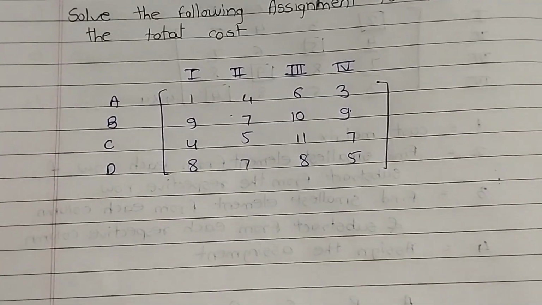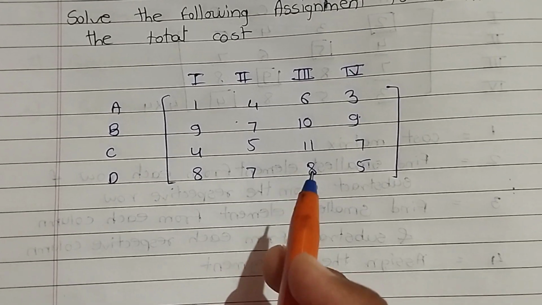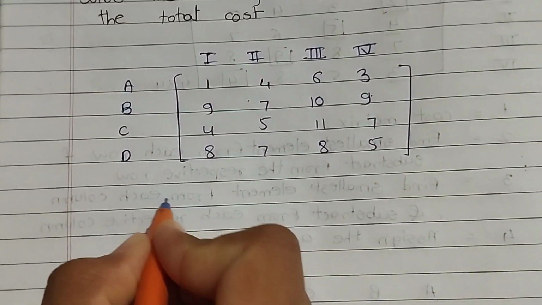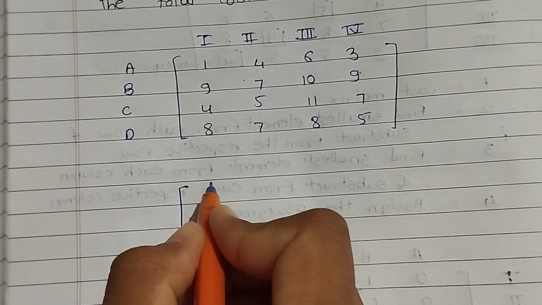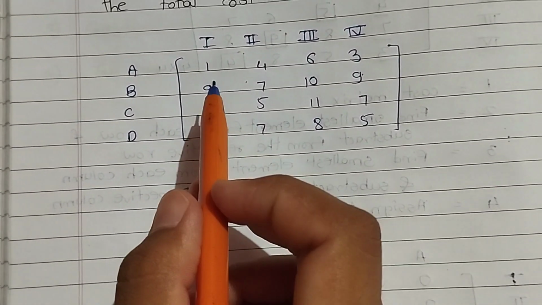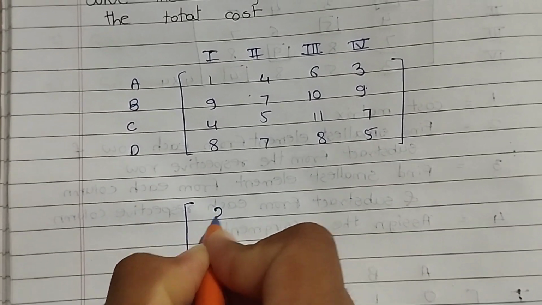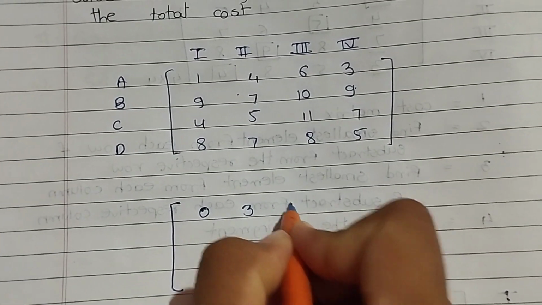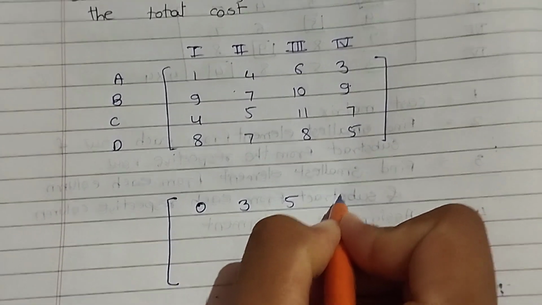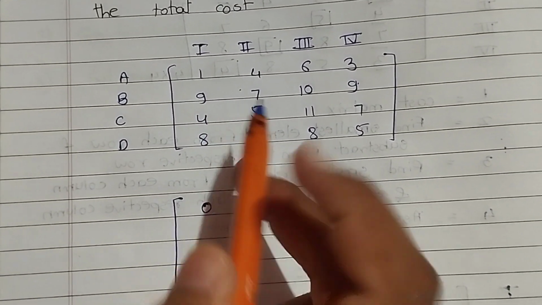Then find out the smallest value from the column and subtract from the respective column. So first for the row we find out the smallest value. From the first row, 1 is the smallest. So 1 minus 1 is 0, 4 minus 1 is 3, 6 minus 1 is 5, 3 minus 1 is 4. Now from the second row, 7 is the smallest.